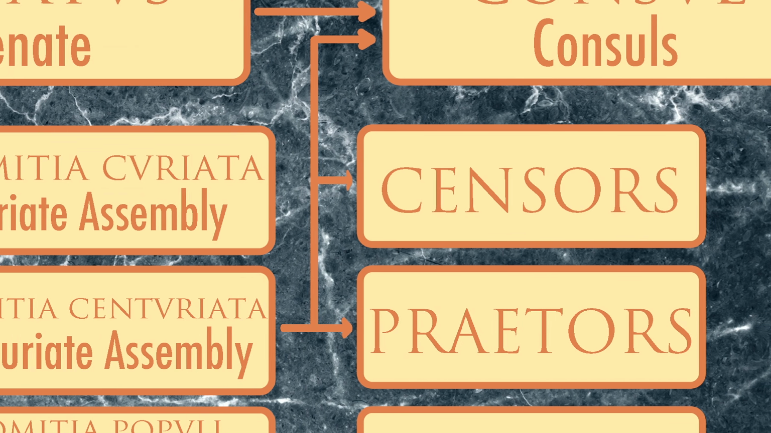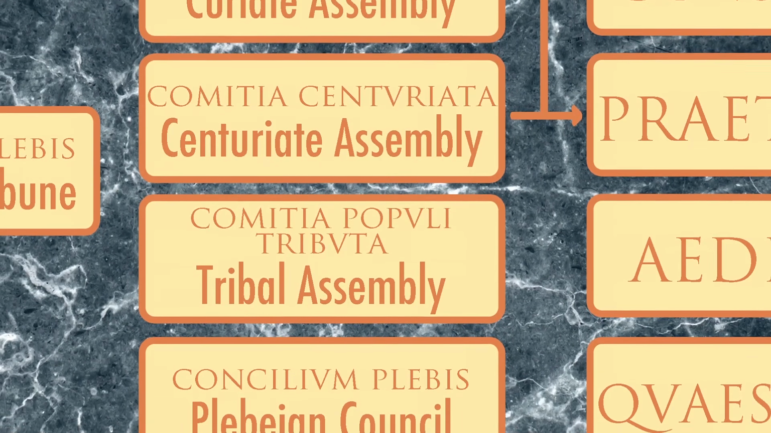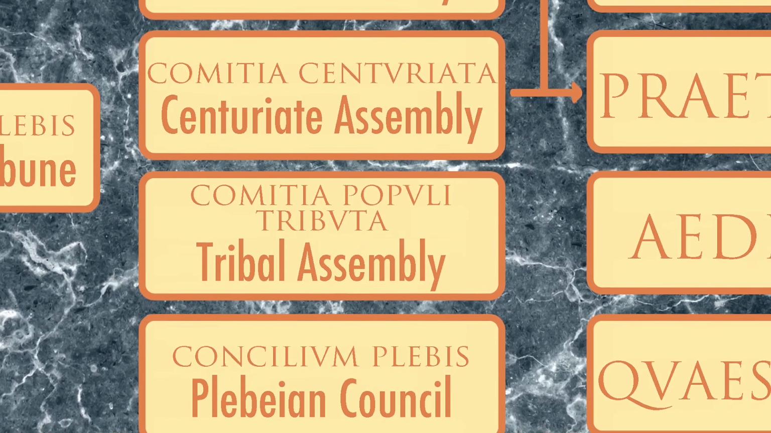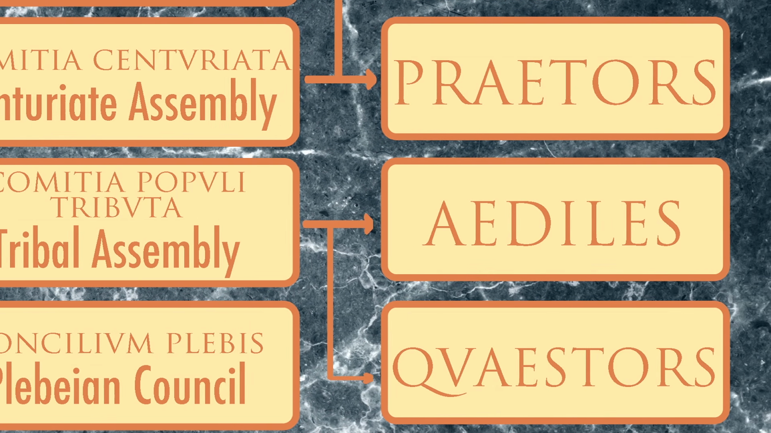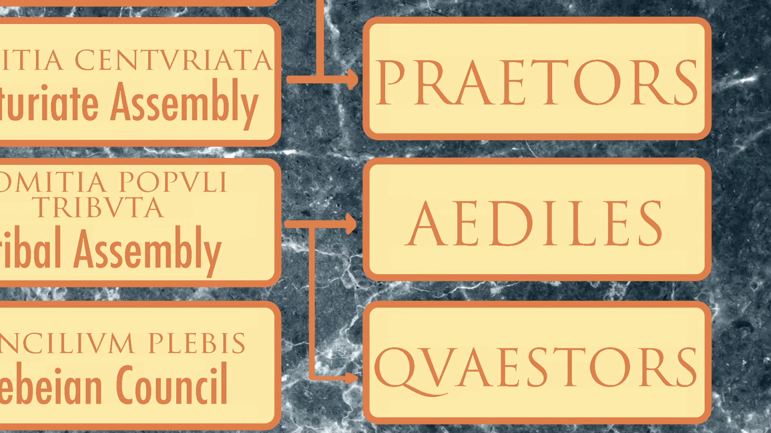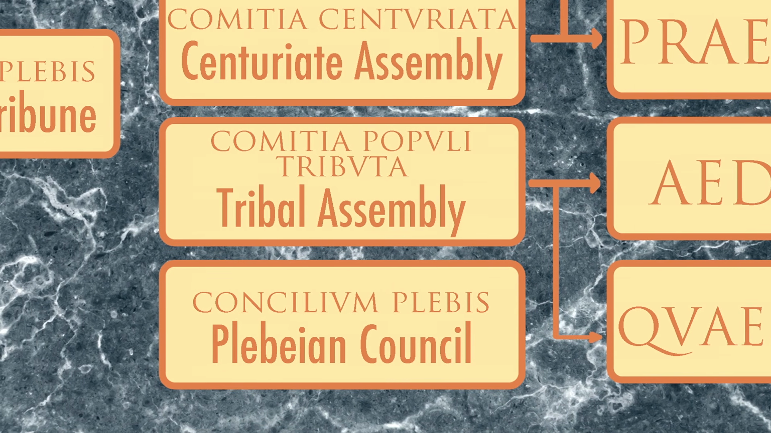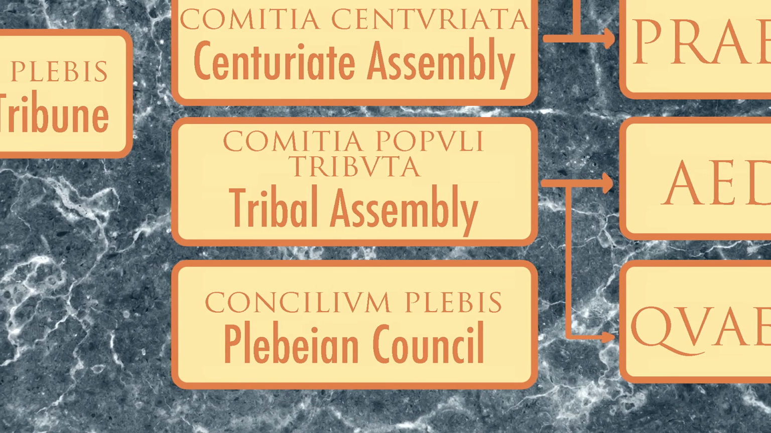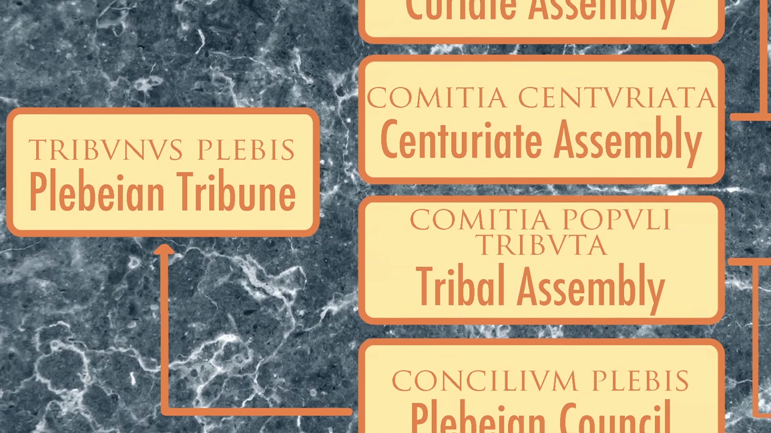as the official census. The tribal assembly, Comitia Populi Tributa, was an assembly of all Roman citizens, divided into one of many different tribes, and which elected aediles, responsible for public buildings and games and government business, and quaestors, who managed financial and administrative affairs. The plebeian council, Concilium Plebis, was the principal assembly of the plebeian class, and elected the plebeian tribune, Tribunus Plebis.